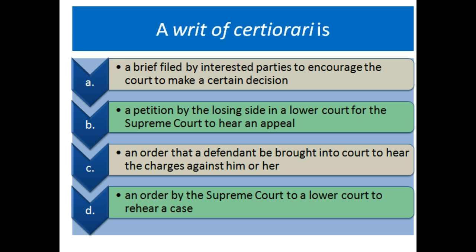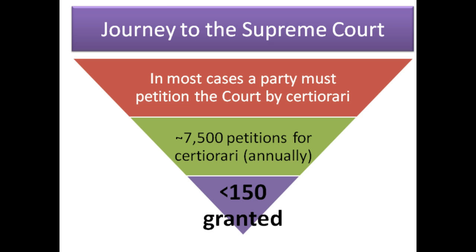A writ of certiorari is what? B. A petition by the losing side in a lower court for the Supreme Court to hear an appeal. The next slide highlights the journey to the Supreme Court. Out of the thousands of petitions for certiorari that are filed, the Supreme Court usually only grants 100 or more.